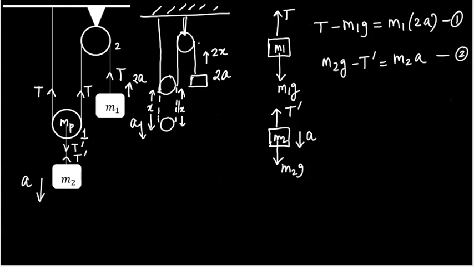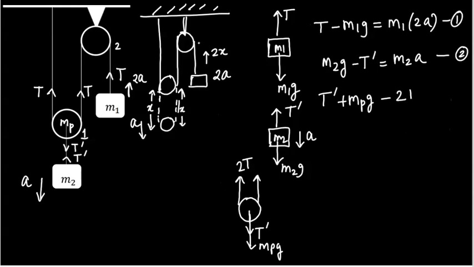Now let's look at the free body diagram of the pulley. This is the pulley over here. The pulley has two tensions upwards, that is 2T force, and downwards is T dash, and obviously the weight mpg. So here the tension T dash plus mpg minus 2T is equal to mpa. The pulley has the acceleration of a. So we have these three equations, and we have to solve for acceleration.